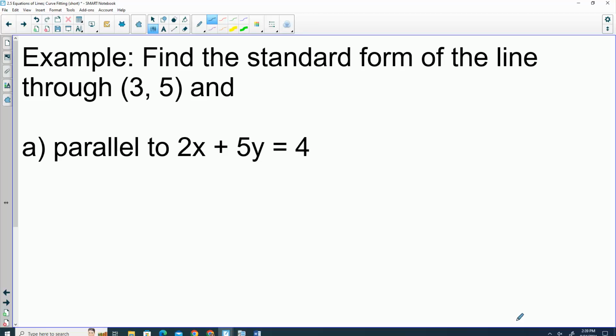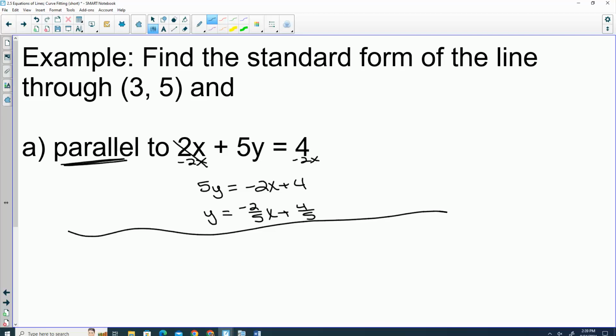Good. We can't just jump straight to standard form, so we'll have to write our equation like normal. I know if they're parallel, that's telling me what? Same slope. How would I find the slope of this line? 5y equals -2x plus 4. Divided by 5, so y is -2/5 x plus 4/5.